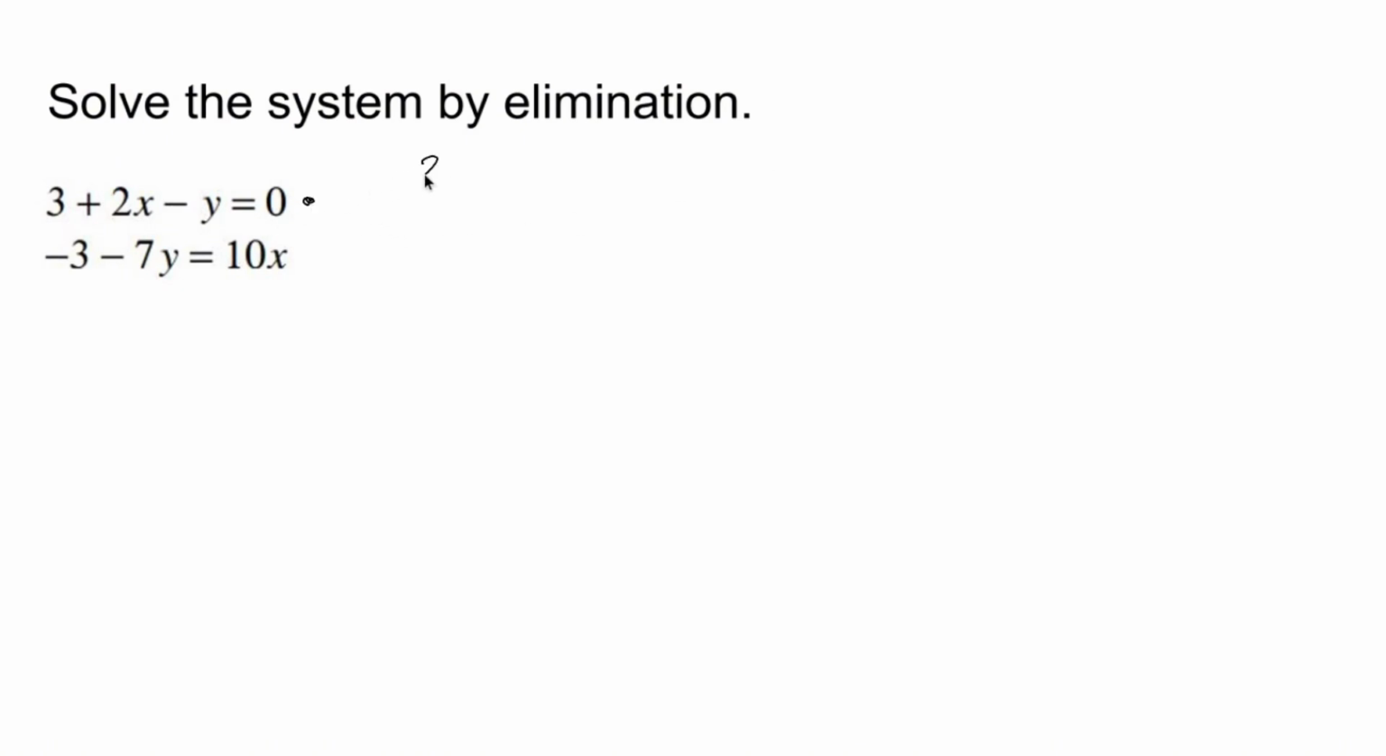I'll label you black. 3 plus 2x minus y equals 0. In order to get you to standard form, I'm going to subtract 3 from both sides. Minus 3, minus 3. Drop down to 2x minus y equals negative 3. So now you're in standard form.